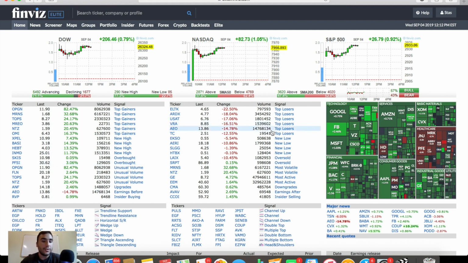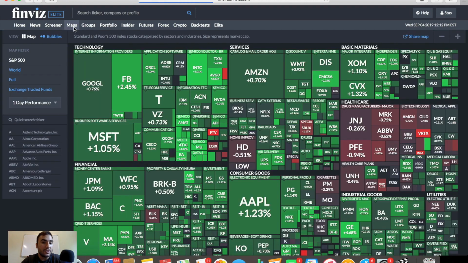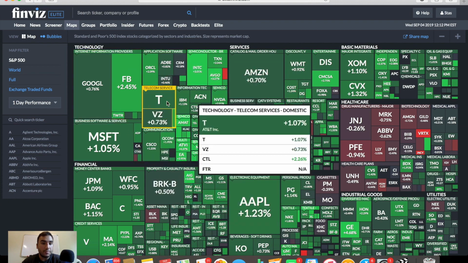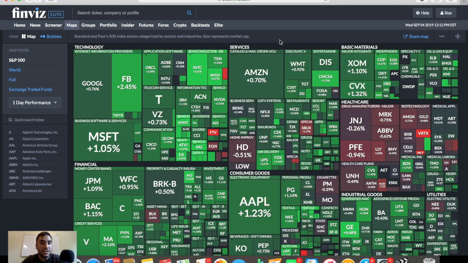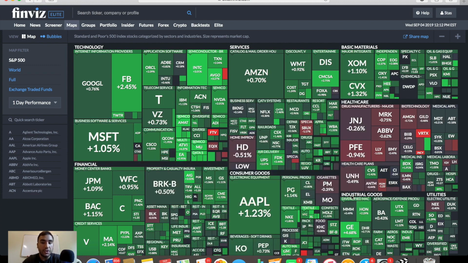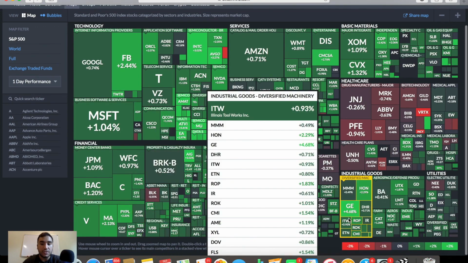One thing that I want to show you guys here that's very interesting about Finviz, that I love about it, is this maps feature. Let's take a look at this. If you click on maps, you can see pretty much all of the top stocks in industries and sectors out there. You can see technology stocks right here and all of the different ones broken down, right? Services, basic materials, financials, consumer goods, industrial goods, utilities. If we scroll down a bit, you can see more.